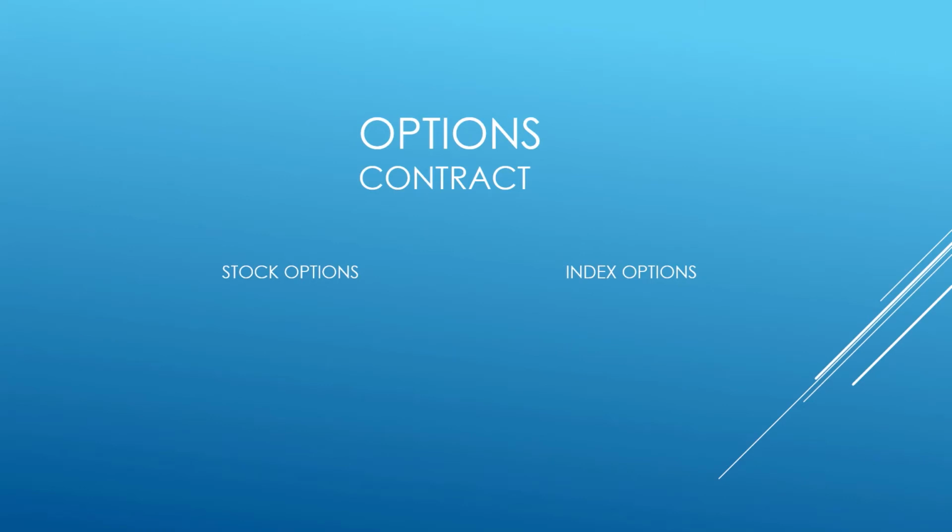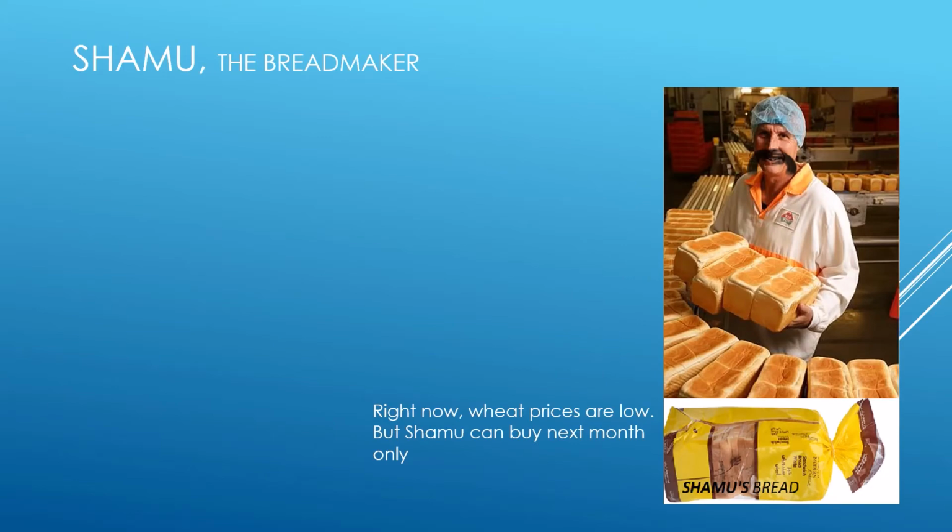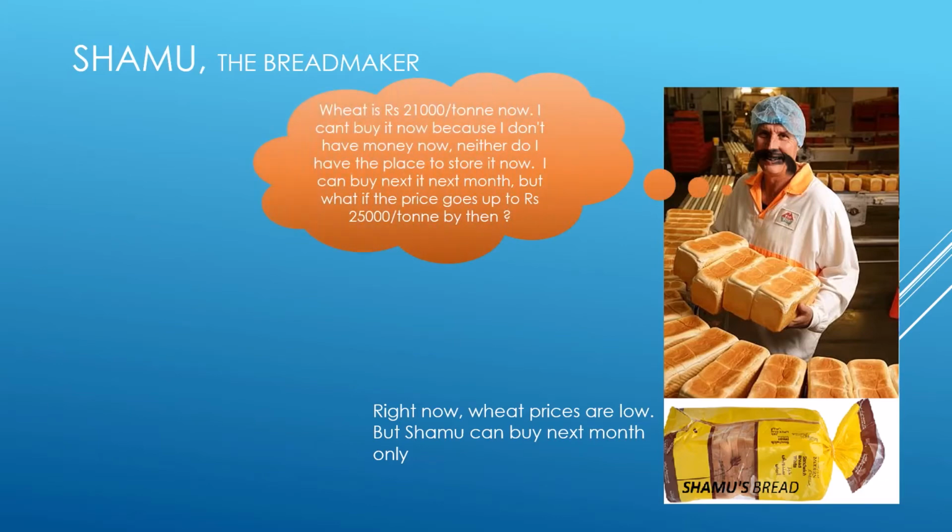Now let's talk about options contracts. There are two types of options contracts: stock options and index options. Let's learn this through a real world example. Shamu, the bread maker, is having another problem now. Shamu doesn't want to buy wheat right now. He wants to buy the wheat next month.